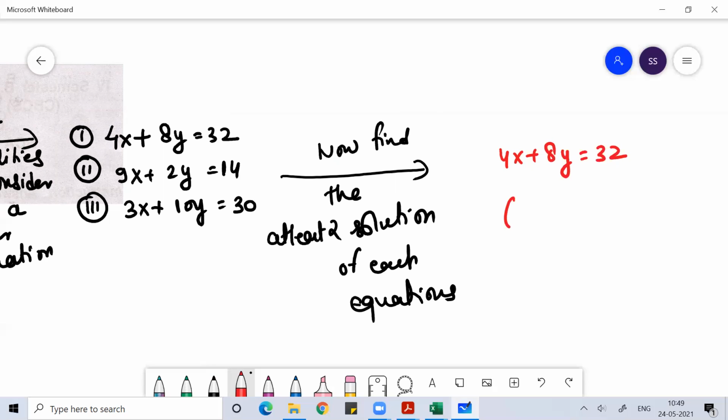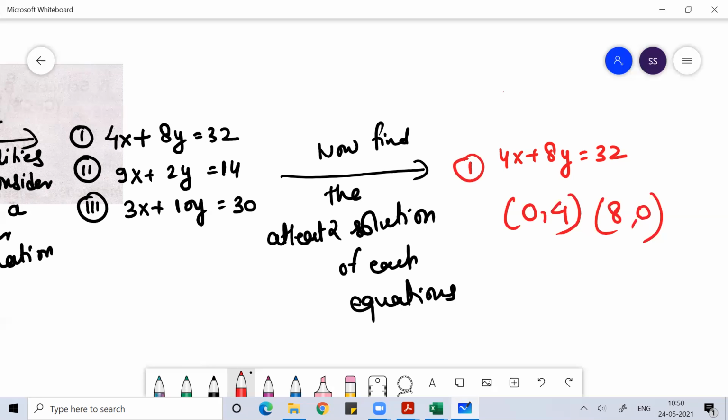So let x is equal to 0. If x is equal to 0, then y will be 4. First write x, then write y. If x is equal to 0, what is the value of y? If y is equal to 0, what is the value of x? Very simple. So you can solve each equation and find the solutions.